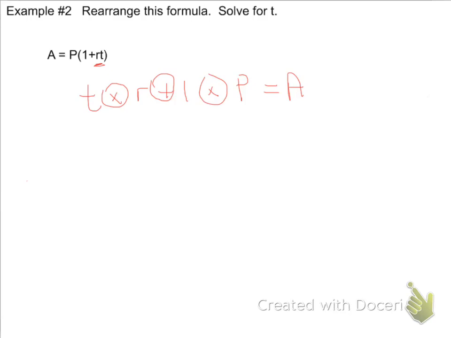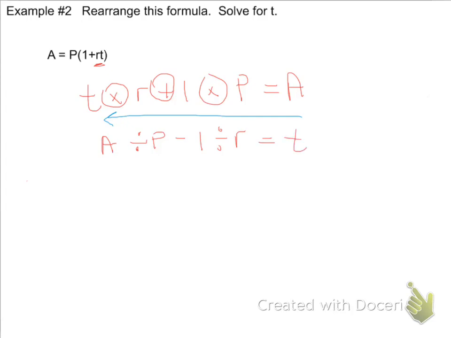So once again, because we're going to work backwards, we're going to have to start with a and do all the opposites to get us back to t, and that'll isolate t for us. So a is going to be divided by p, and we're going to subtract 1, and we're going to divide by r, and we're going to get t.